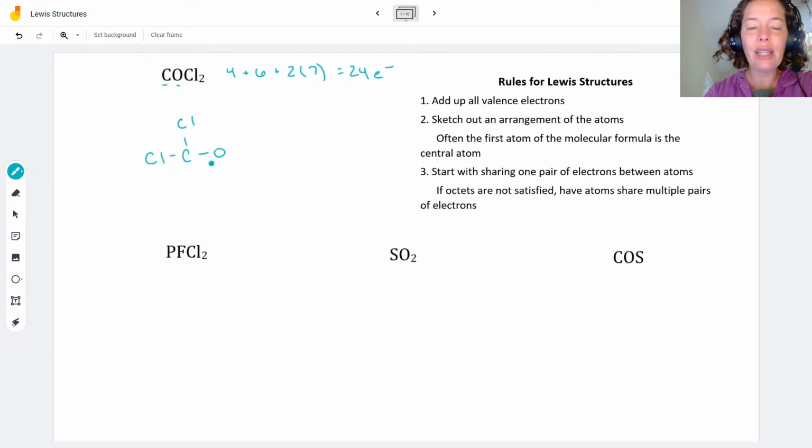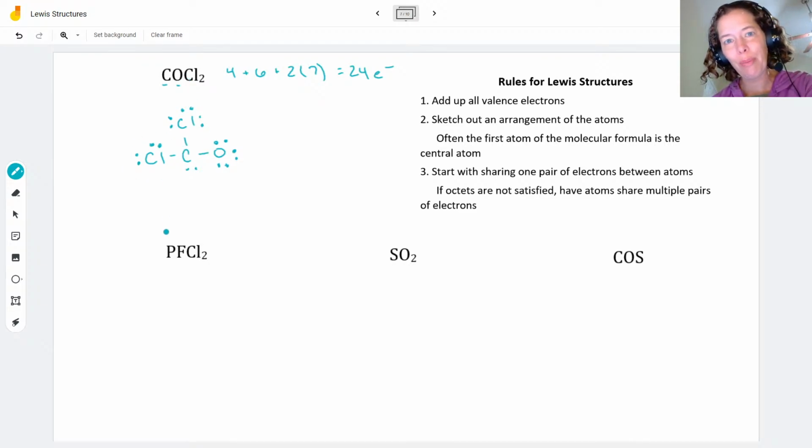So this is 2, 4, 6, 8, 10, 12, 14, 16, 18, 20, 22, 24. Okay, so that's how many electrons I have. I can't keep adding electrons. Let's check octets. This oxygen right here has 8. Carbon right here also has 8. This chlorine has 8. Then this chlorine only has 6. So we've got a problem.